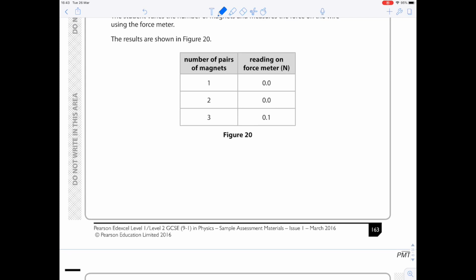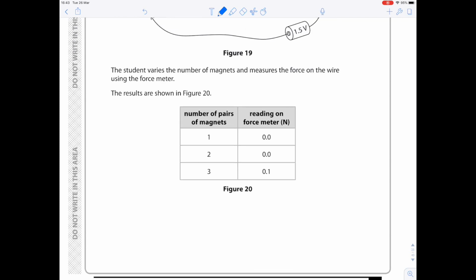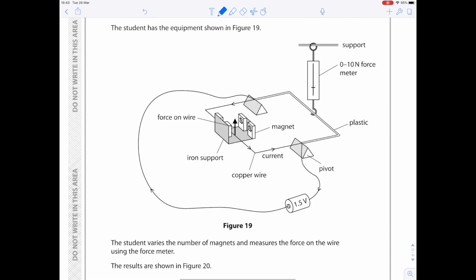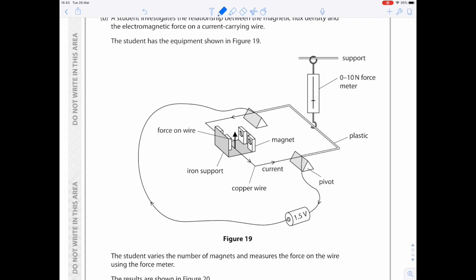So if you look in the table, you can see the reading on the force meter is far too low. So that could be an issue with the force meter not being sensitive enough, and that this actual circuit doesn't produce a strong enough movement in the wire, so the motor isn't strong enough, and that could be to do with the magnets here not having a strong enough magnetic field. So how could we improve all of this?